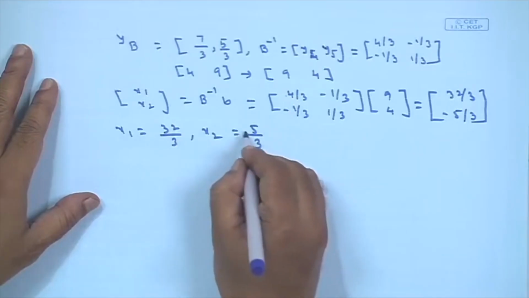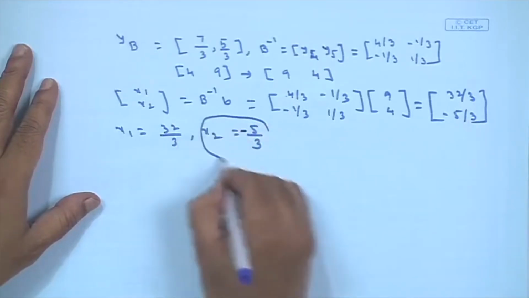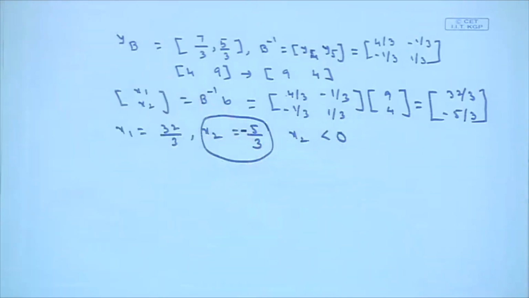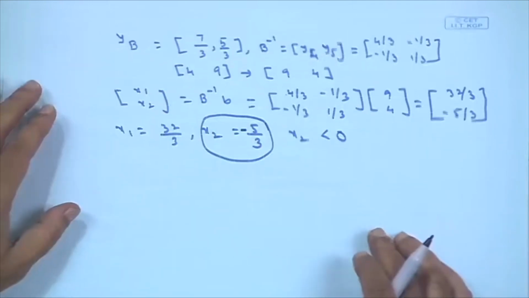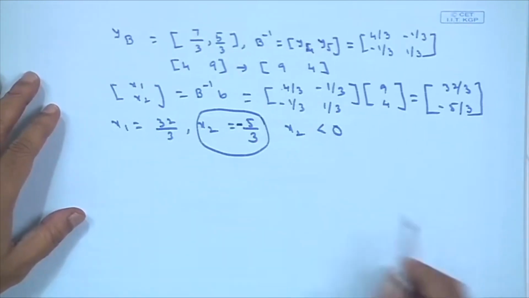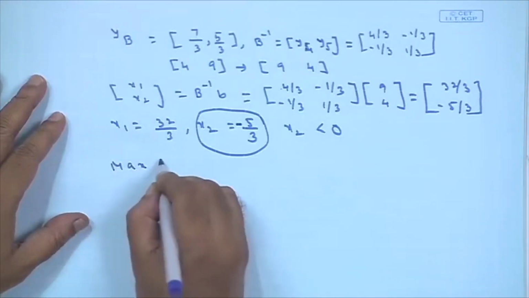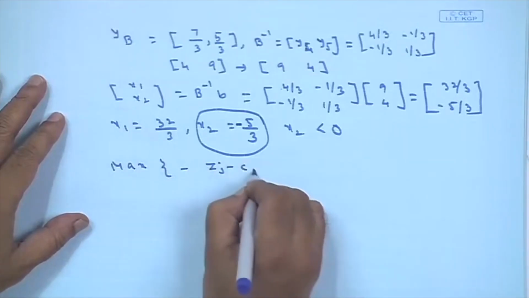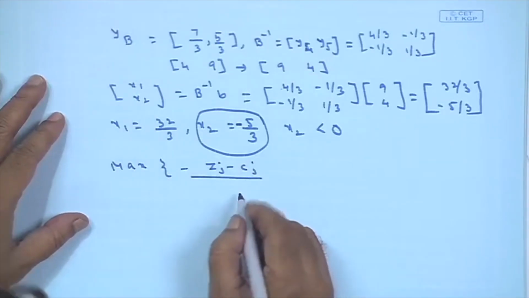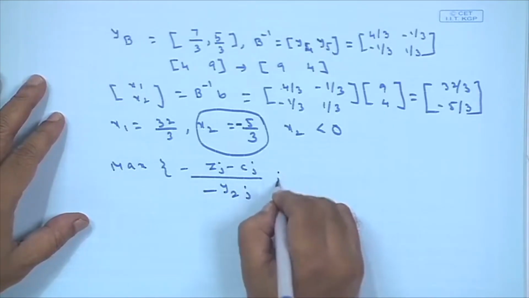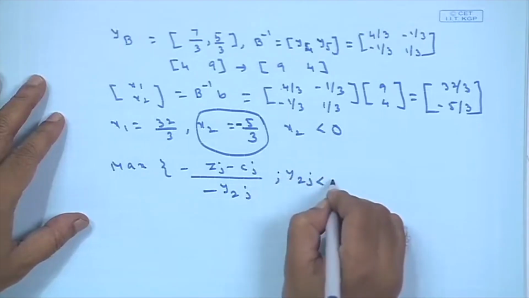So, x2 is minus 5 by 3. Since your x2 is less than 0, the original optimal solution whatever you have obtained will change. Your feasible solution will become infeasible now. So, to remove infeasibility, what do I have to do? I have to find the maximum of minus of zj minus cj by y2j, where y2j is less than 0.